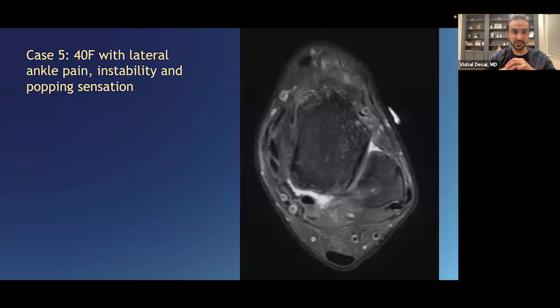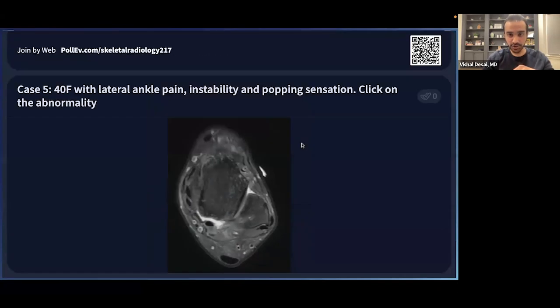Okay, next case. This is a 40-year-old female with lateral ankle pain, instability, and popping sensation. This is a touch question, so I'm going to have you click on the abnormality. And I'm sure this would be more clear if I was able to scroll through, but you should be able to get it.